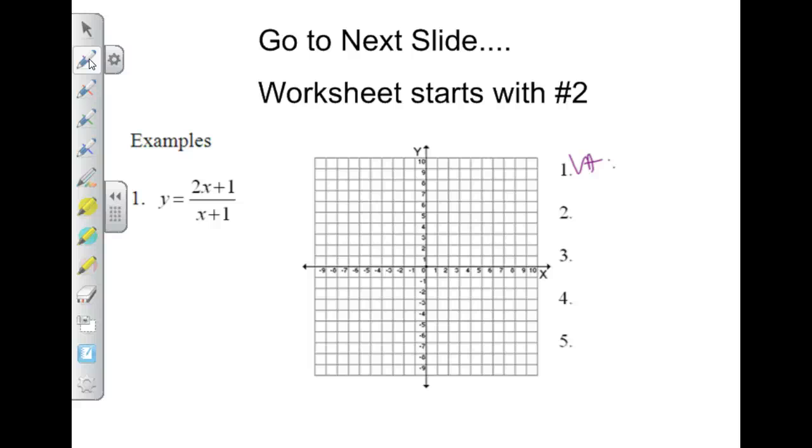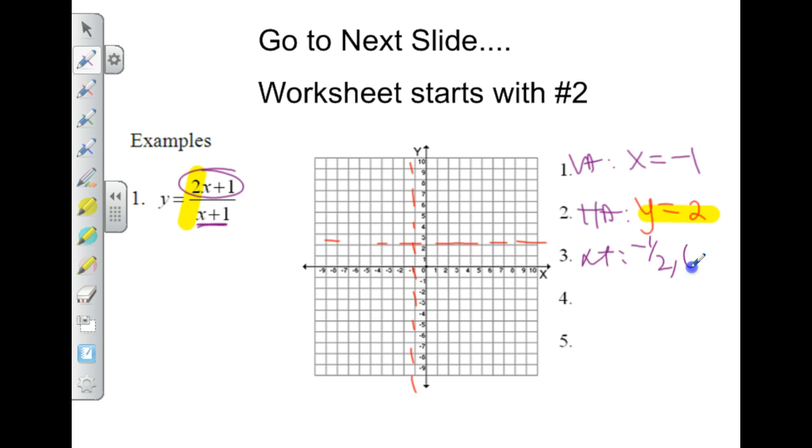Most students will get the VA correct by setting the denominator equal to 0. Most students will get the HA perfect. Not a problem. They look at the degree of the numerator, the degree of the denominator, decide, oh, that's y equals 2. So students don't have a problem with graphing x equals -1 or y equals 2. Students don't even have a problem with the x-intercept. And the x-intercept is found by setting the numerator equal to 0. So students will have the correct answer over here of -1/2, 0. And they'll even put a point there that everything's good so far. They'll have the correct y-intercept.